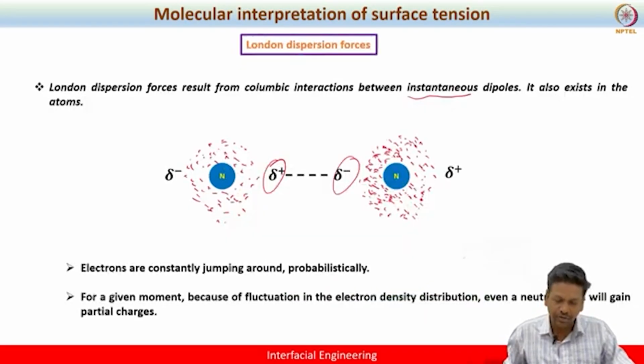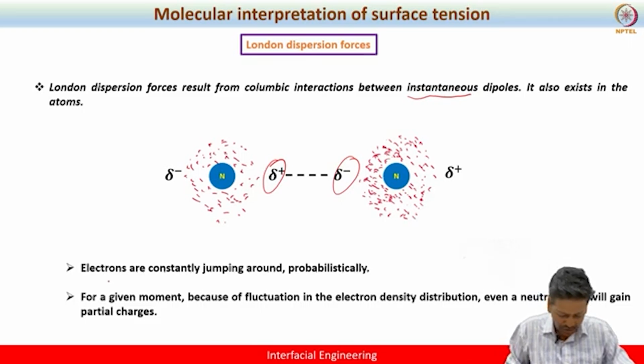Here, this London dispersion force always exists, no matter whether the atom is charged or neutral. Because this London dispersion force is part of van der Waals force, which we will see in detail when we cover module 4. So this London dispersion force is due to the electron fluctuation, the fluctuation in the electron density distribution.